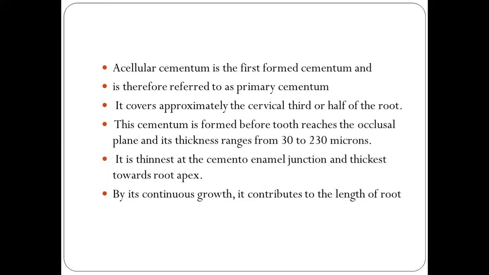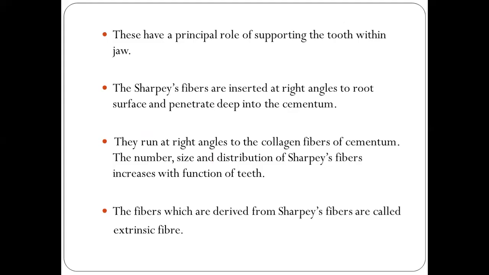Acellular cementum is the first formed cementum and is therefore referred to as primary cementum. It covers approximately the cervical third or half of the root. It is formed before the tooth reaches the occlusal plane, and its thickness ranges from 30 to 230 microns. It is thinnest at the cementoenamel junction and thickest toward the root apex. By its continuous growth, it contributes to the length of the root. It has a principal role in supporting the tooth within the jaw.